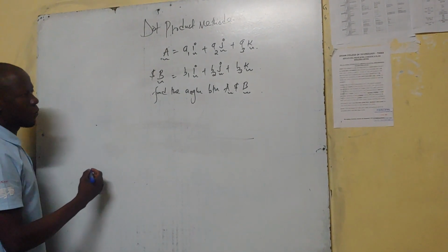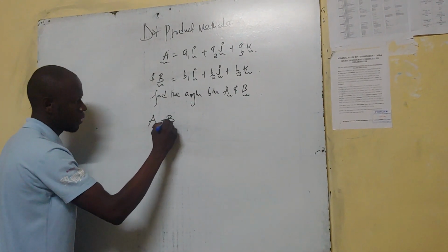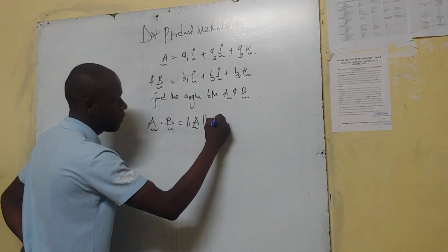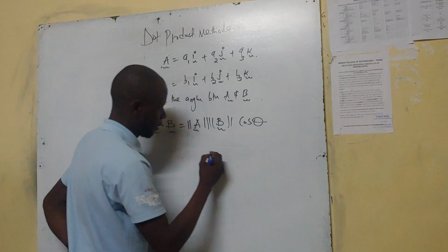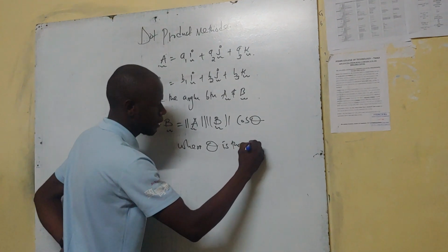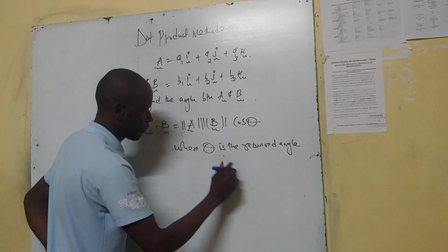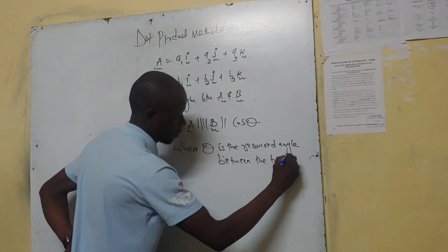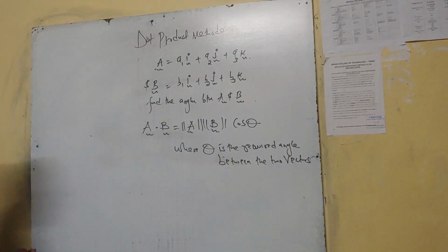So for us to find that angle, we use the formula given by vector A dot B must always be equal to A magnitude multiplied by B magnitude, then we multiply by cos of theta, where theta is the required angle between the two vectors.